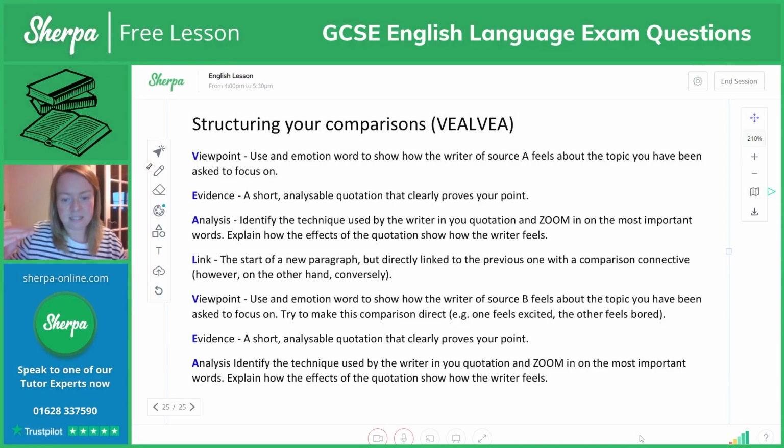So your link will use a comparison connective, like on the other hand, however, and that will bring that paragraph in direct comparison with the next one, which should be about the next source. So paragraph 1, source A, paragraph 2, source B.